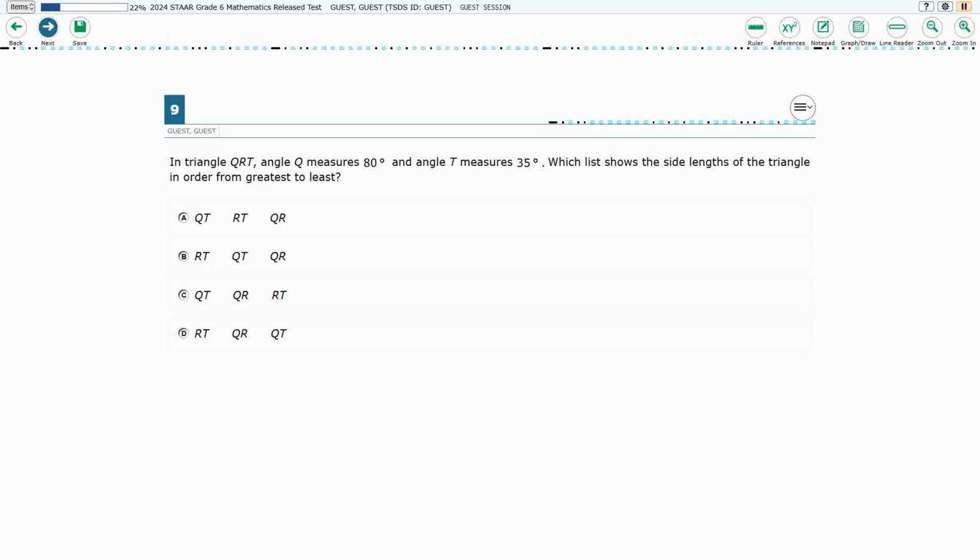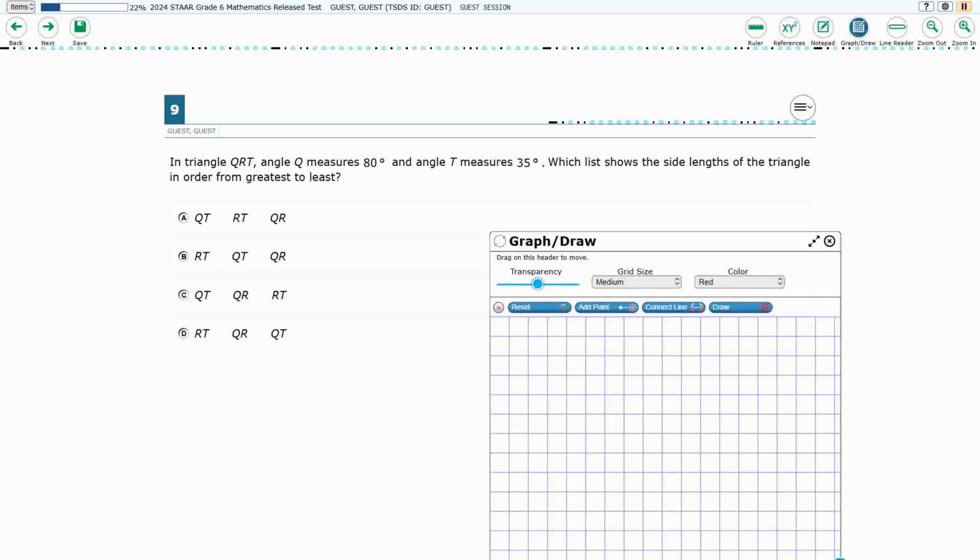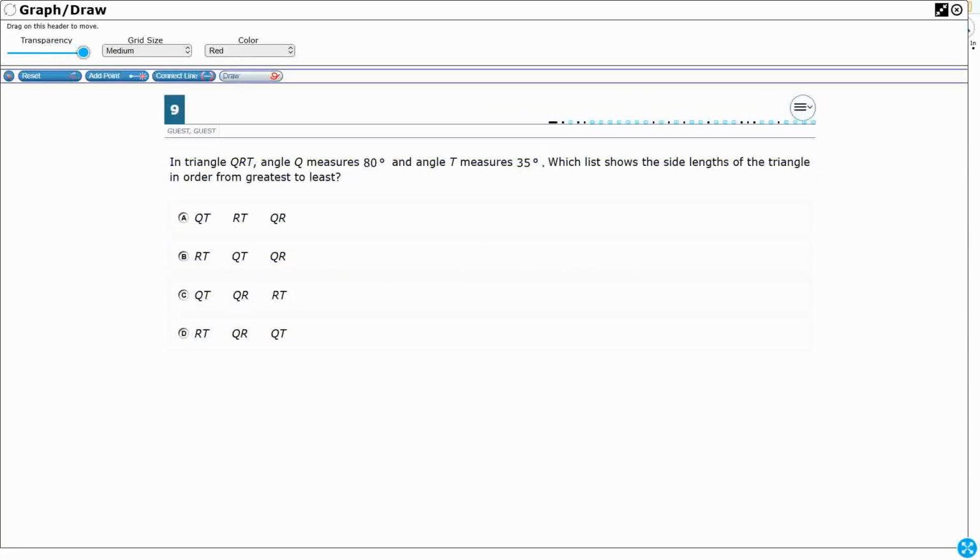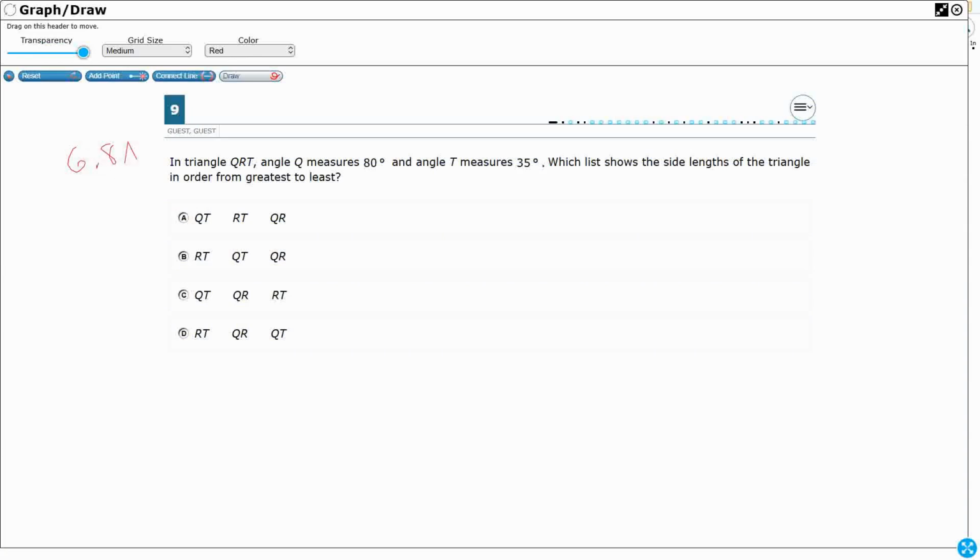For number 9, we are looking at triangles. Well, it looks like we're looking at triangles, even though there are no visuals. This is 6.8a. When we start talking about triangles, we should probably be thinking, I need to draw a triangle. So let's draw a triangle, QRT. And I don't know whether it's going to be accurate or not, but I'm just going to draw Q, R, T. So let's not worry about the side lengths, or let's not worry about the angles. Okay, so angle Q is a measure of 80 degrees. All right, so I'm going to put 80 degrees right there. Angle T is a measure of 35 degrees.